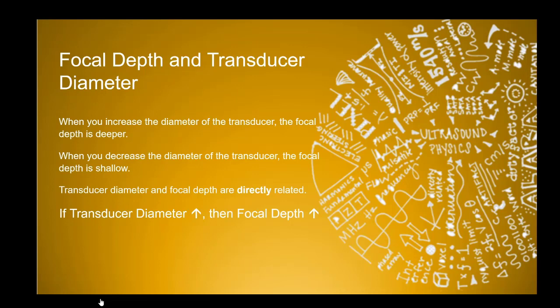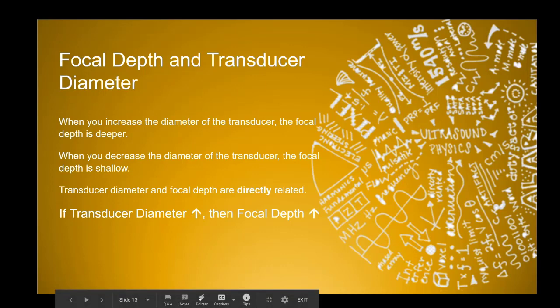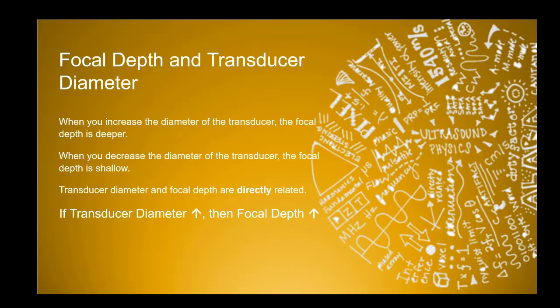When we decrease the diameter of the transducer, the focal depth becomes shallow. So transducer diameter and focal depth are going to be directly related. The wider the diameter, the deeper the focal depth.